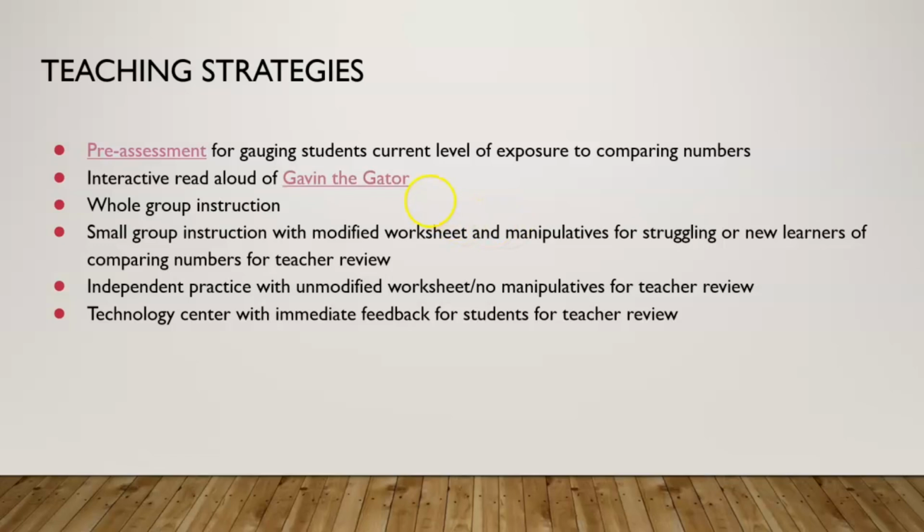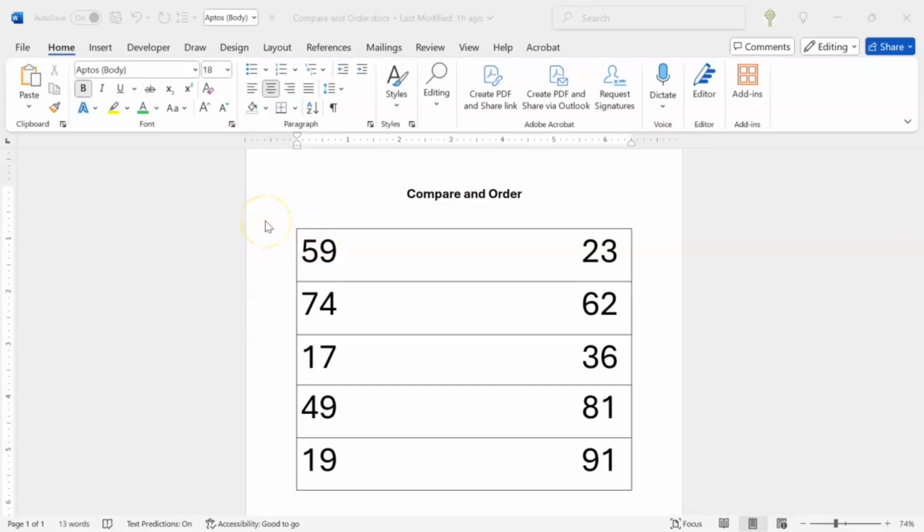Here are a couple of the teaching strategies I'm going to use. The first teaching strategy is a pre-assessment for gauging students' current level of exposure to comparing numbers, and I'll show you that right now. This is the pre-assessment that my students will be using so that I can gauge their prior knowledge and exposure to comparing and ordering numbers.